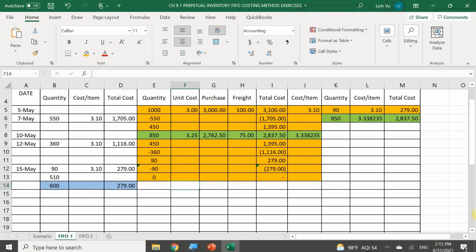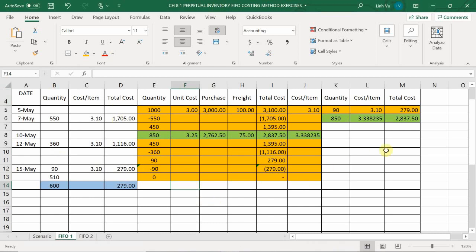Okay. So there you go. I eliminated my orange batch and it's now down to 0. So that's exactly what I'm going to do. I'm going to put 0 in my orange batch. Now I don't have my orange batch anymore. It's completely gone. But I still have to sell 510 more items.